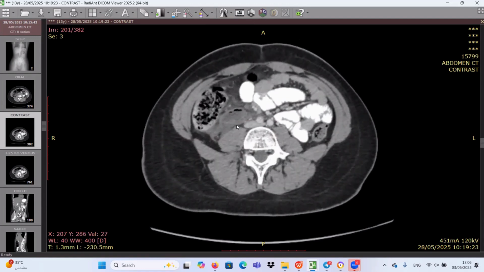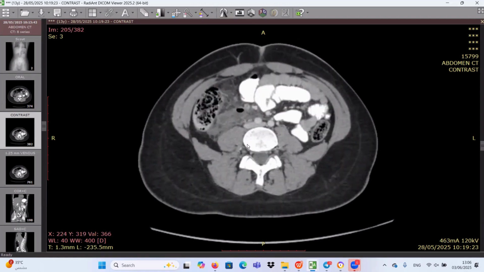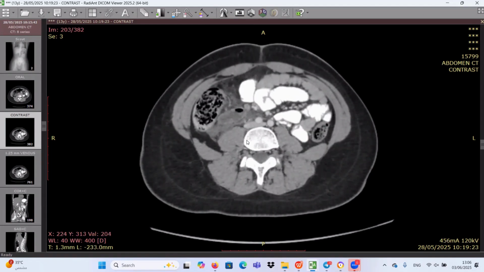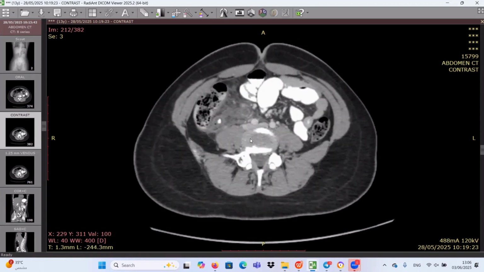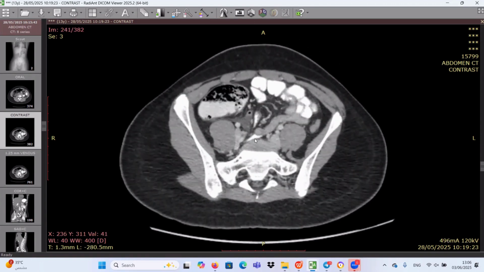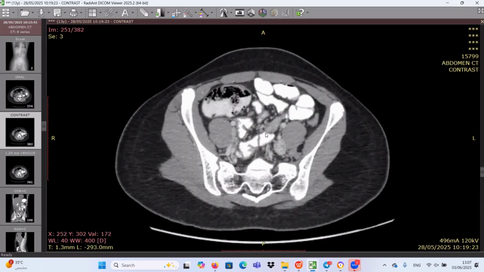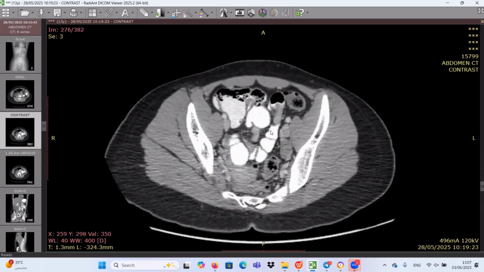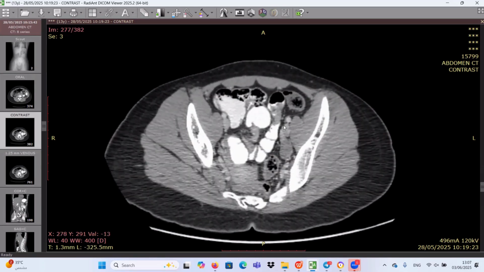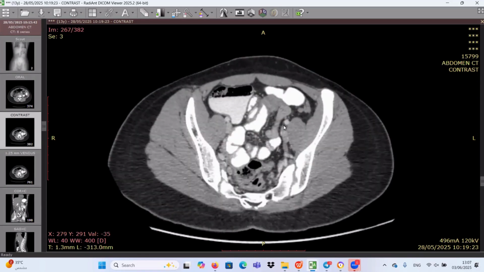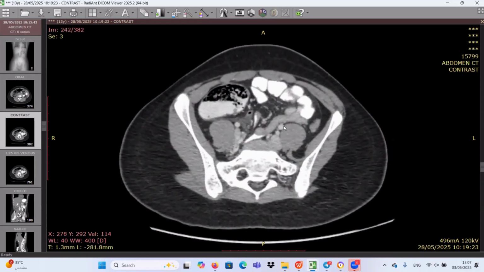And I think the normal dimension should be less than 6 millimeters. So this is a markedly enlarged appendix, and you should be sure that this one is the appendix. If you go to the blind end, it's connected to the cecum. This is the cecum. So you should be very clear.